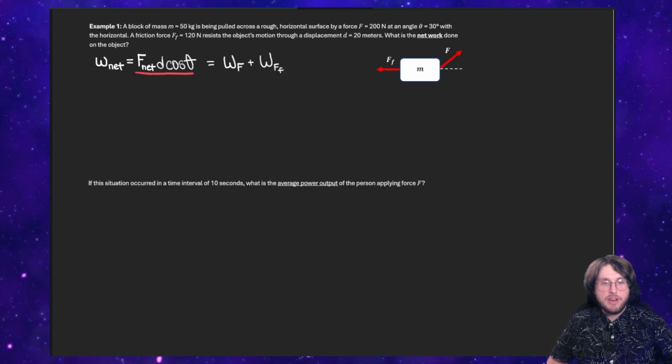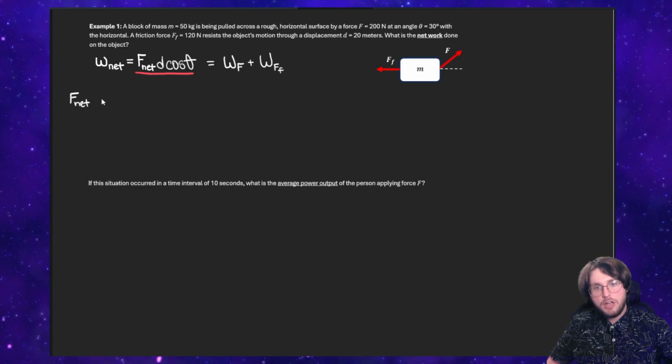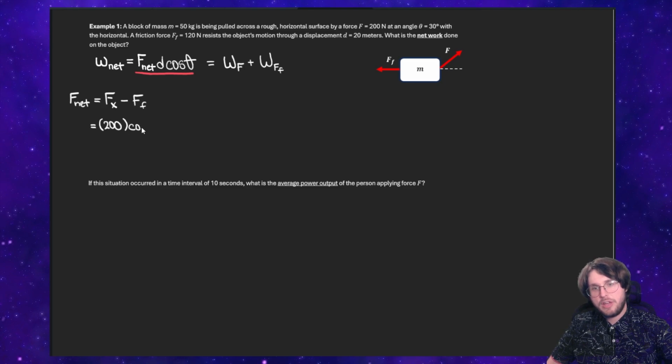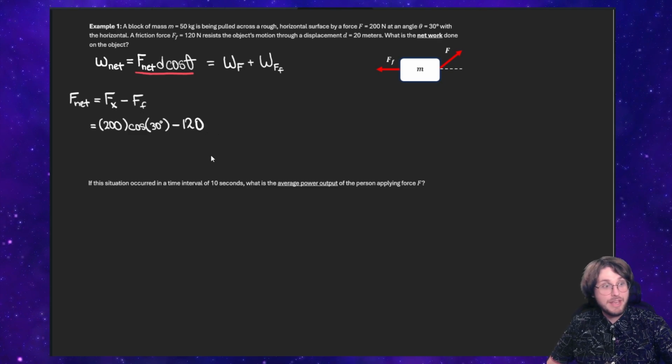So if we do it the first way here, we're going to first start by finding the net force on the system. So the net force here, in my opinion, is going to be comprised of the x component of the applied force over there, minus the force due to friction over there. So if we expand this out a little bit, we've got our force F, which will be 200 newtons, times the cosine of that 30-degree angle, minus the force due to friction that is simply given to us here. We don't need to calculate it, thankfully.